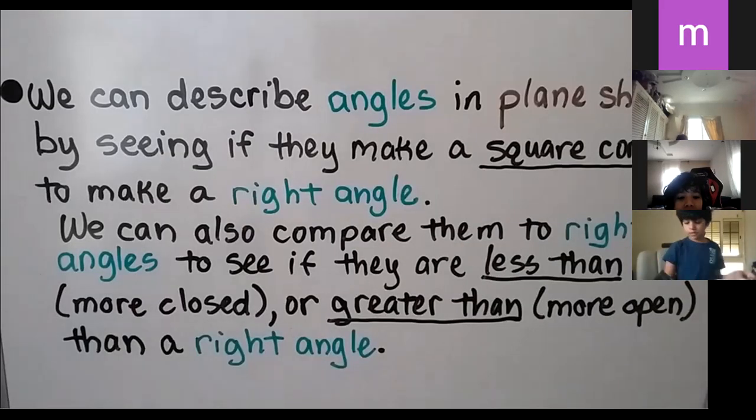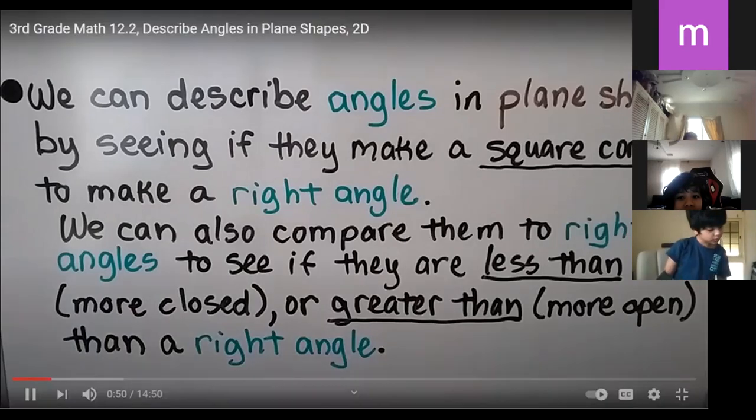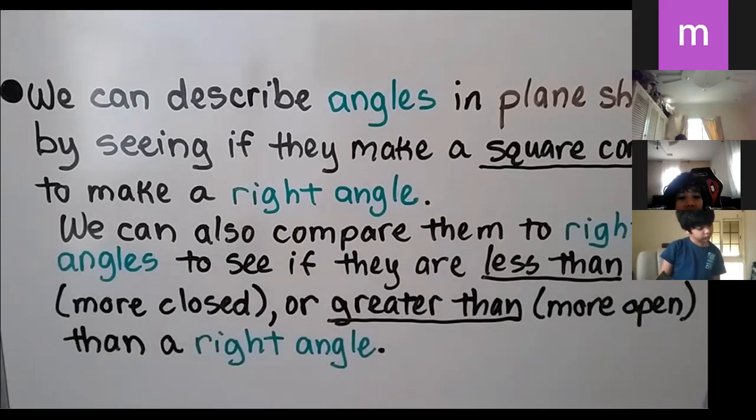We can describe angles in plane shapes by seeing if they make a square corner to make a right angle. We can also compare them to right angles to see if they are less than, that would be more closed than a square corner, or greater than, that would be more open than a square corner, than a right angle.